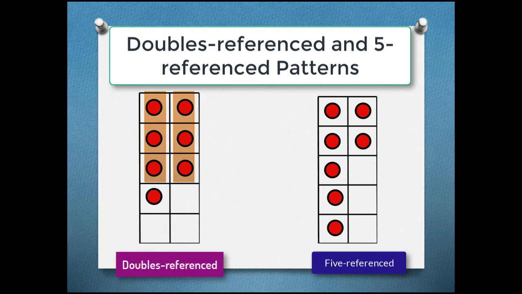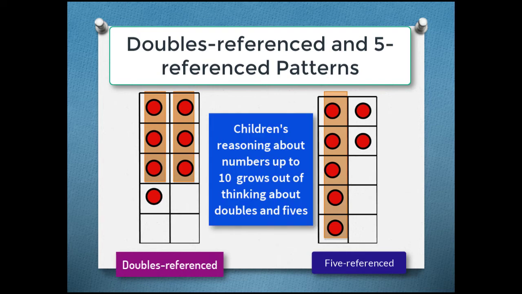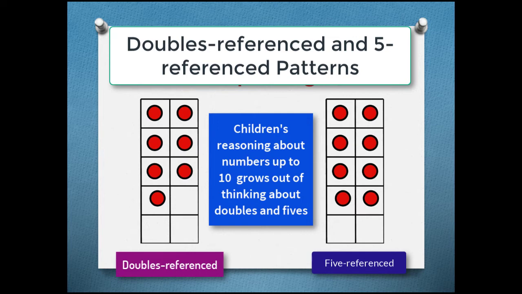in one column. For the 5-referenced pattern, we fill a column of 5 if possible, and the others are in the other column. You can imagine that if we showed a 4 as a 5 reference, the first column would have 4 in it and the bottom one would be blank. So these are the 2 types of patterns that we are specifically asking you to use. Why do we do that? Because we know that children's thinking grows heavily out of thinking about doubles and thinking about 5s. And that's what we're working toward with this sequence.